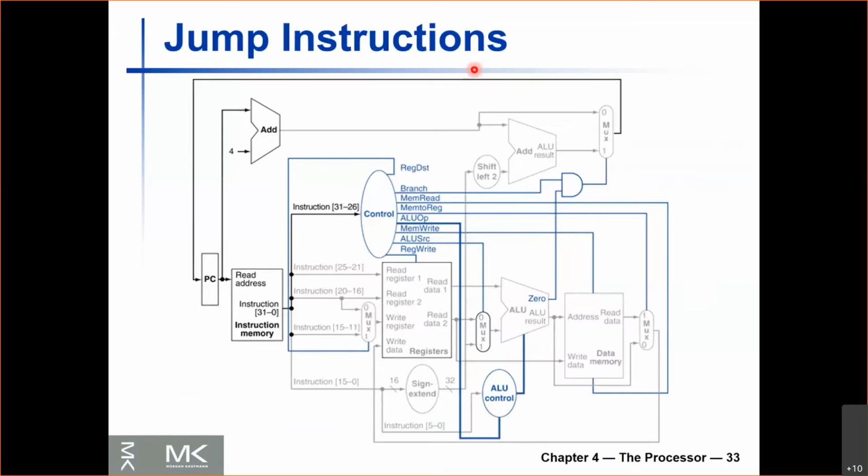For jump instructions, we're actually not going to use most of this hardware that we have here, because jump instructions don't access registers, they don't use the ALU, they don't access memory, they don't do any of this. So what does a jump instruction do? First of all, what format do jump instructions use?